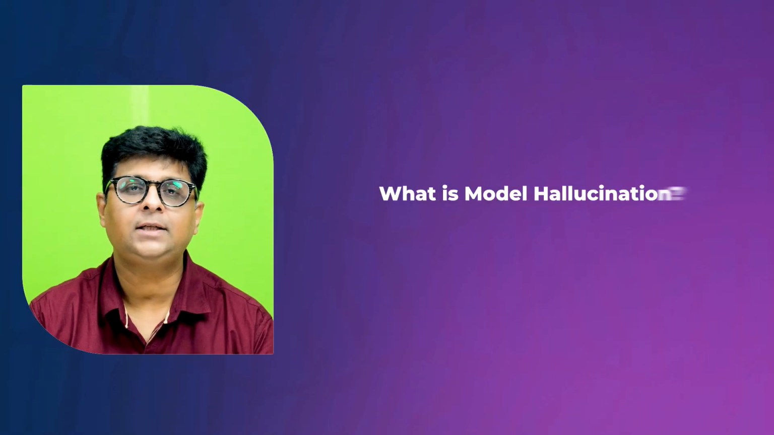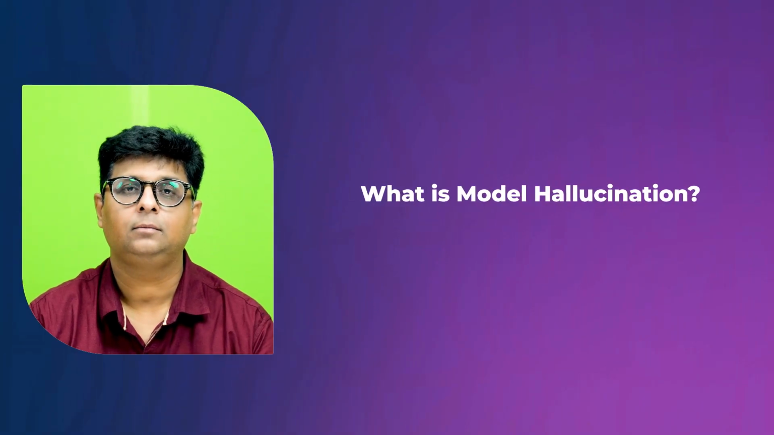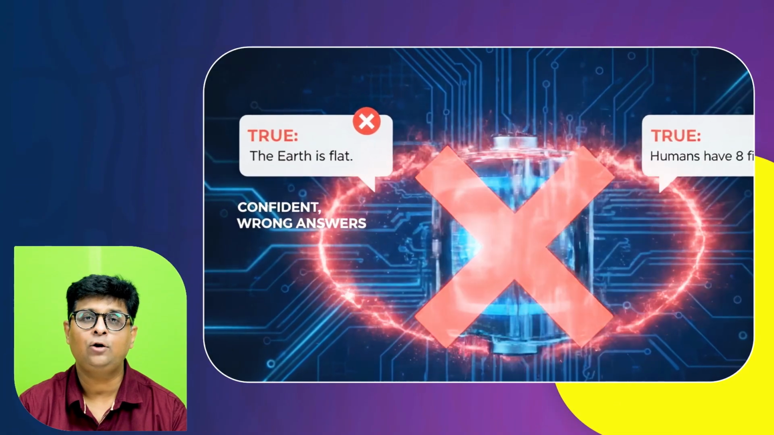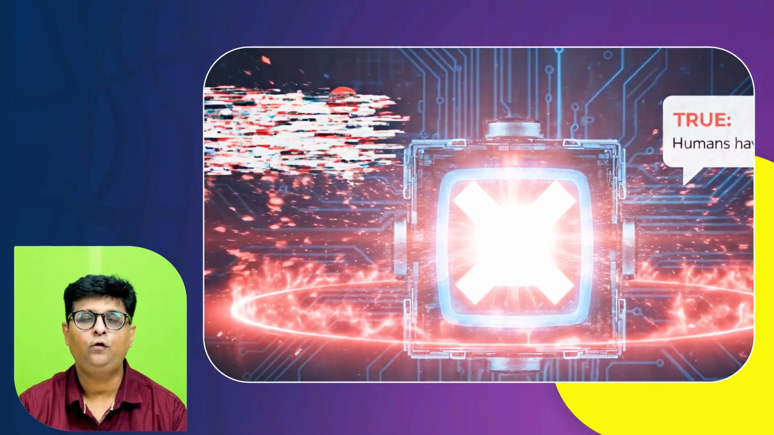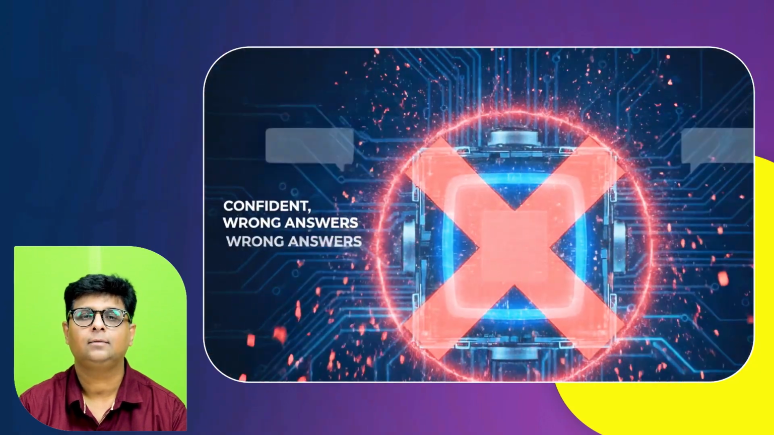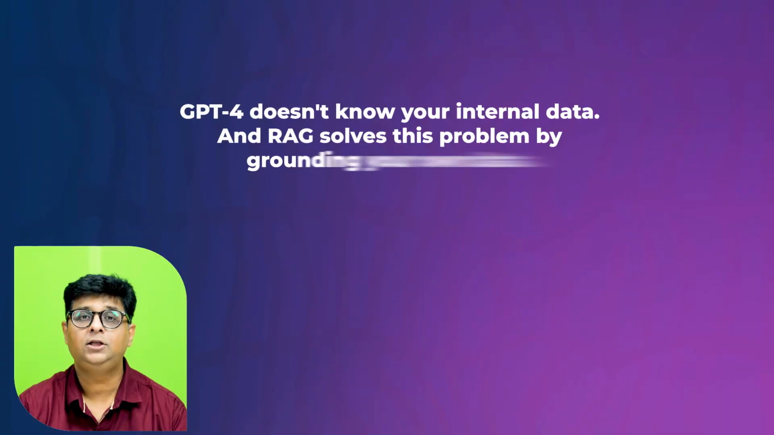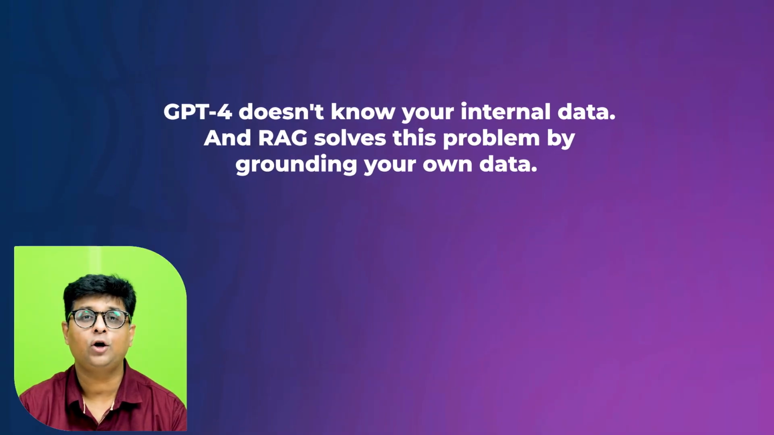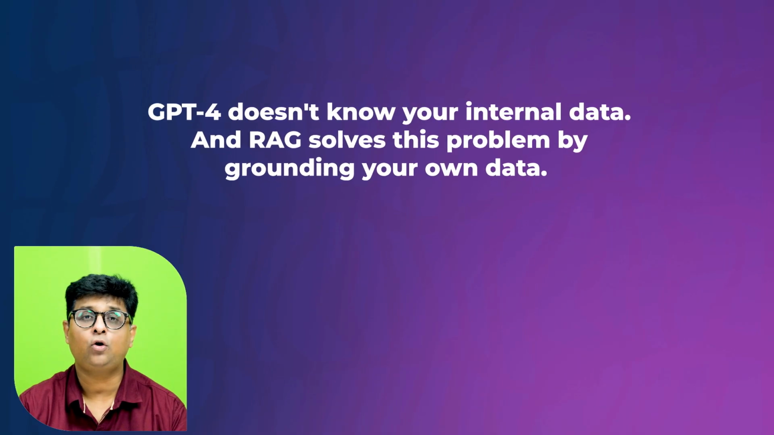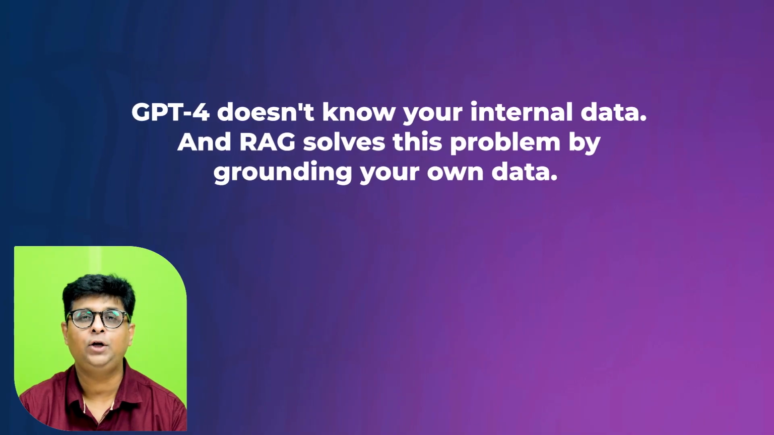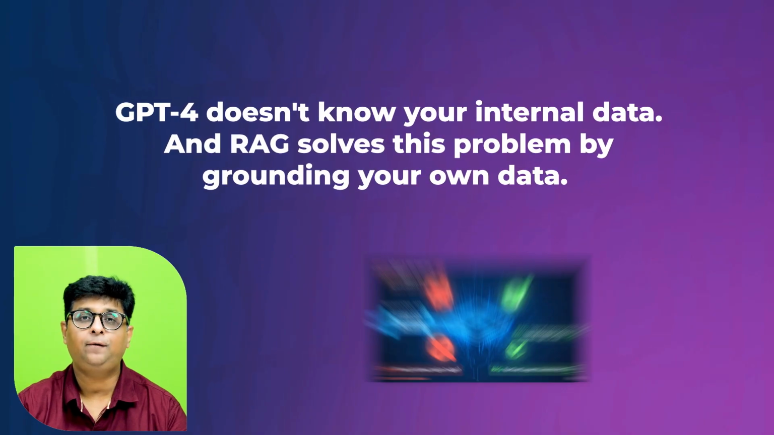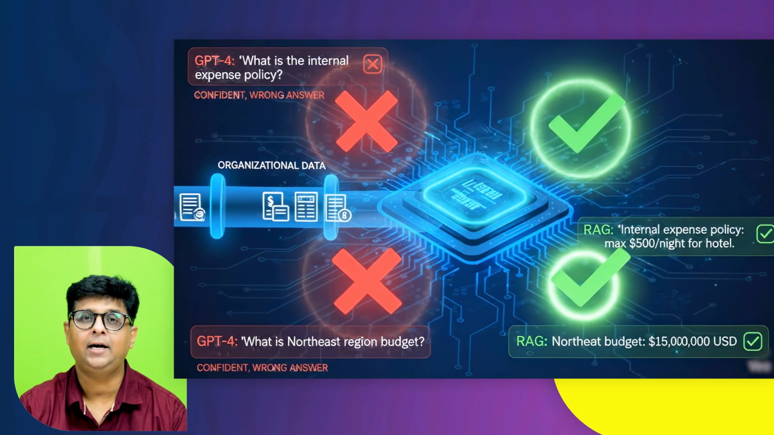Let me tell you what model hallucination is. Model hallucination means confident wrong answers. GPT-4 doesn't know your internal data, and RAG solves this problem by grounding your own data. GPT-4 doesn't know your internal data.